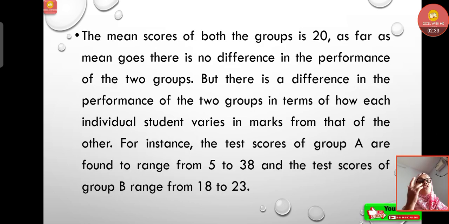The mean score of both the groups is 20. As far as the mean goes, there is no difference in the performance of the two groups. But there is a difference in the performance of the two groups in terms of how each individual student varies in marks from the other. For instance, the test scores of group A are found to range from 5 to 38 and the test scores of group B range from 18 to 23.